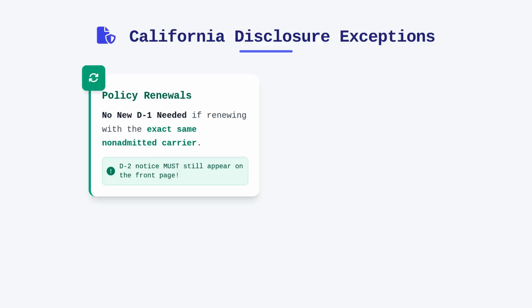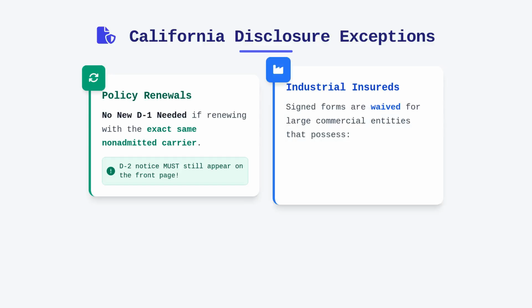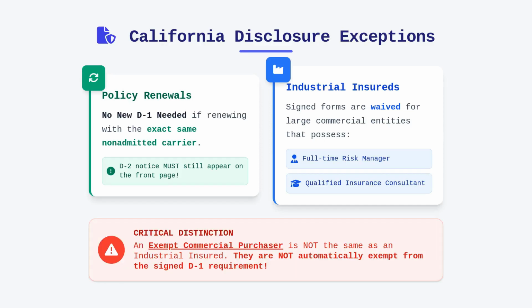Additionally, the signed form requirement is waived if the applicant qualifies as an industrial insured, which refers to large commercial entities that employ a full-time risk manager or retain a qualified insurance consultant to evaluate their exposures. Do not confuse an industrial insured with an exempt commercial purchaser, as the latter category does not automatically exempt you from the signed D1 requirement under the California Insurance Code.